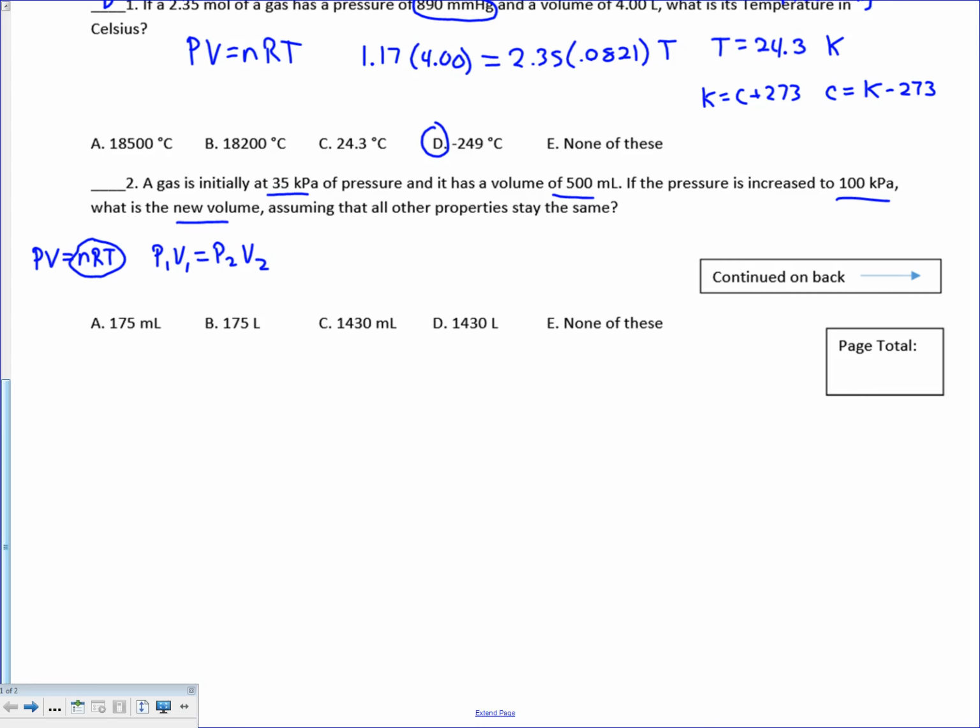Plugging things in, that's 35 times 500 equals 100 V2. You can go ahead and calculate that, and you get V2 equals 175. Now, careful here about the units. We put in 500 milliliters for volume, so we get 175 milliliters out of it. So that is A.